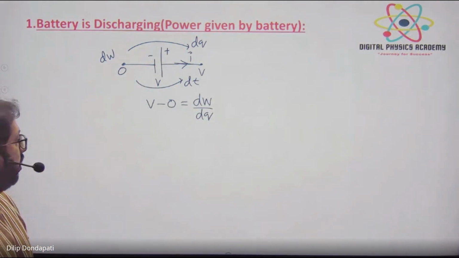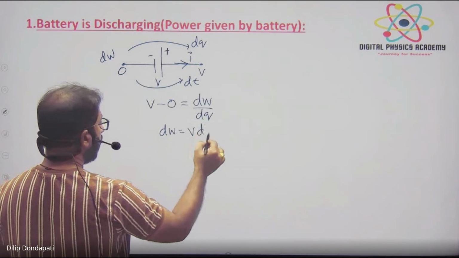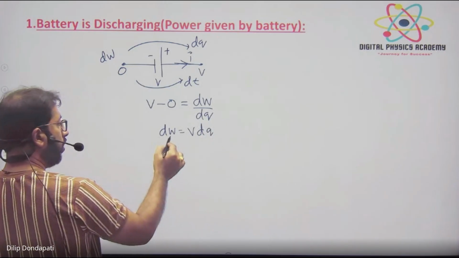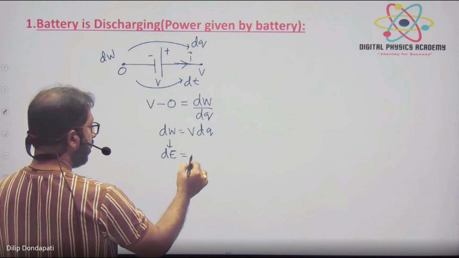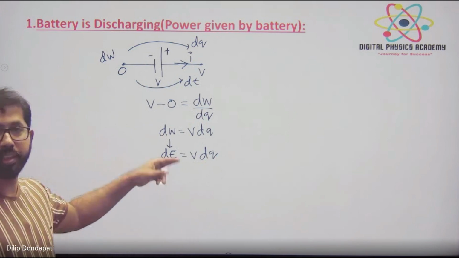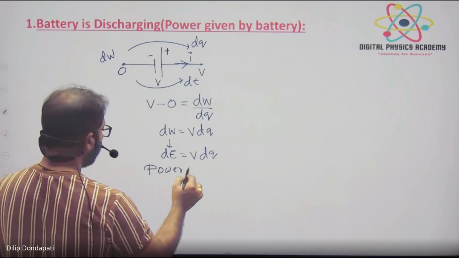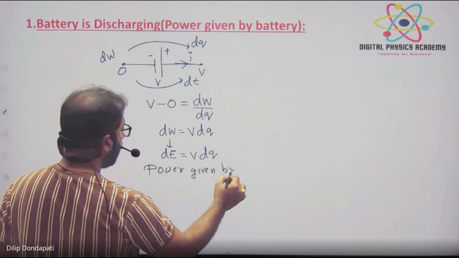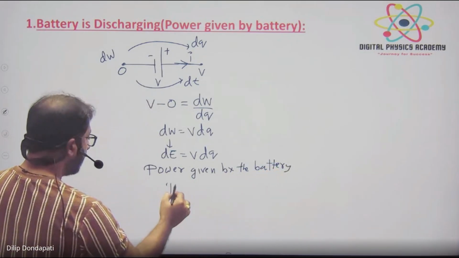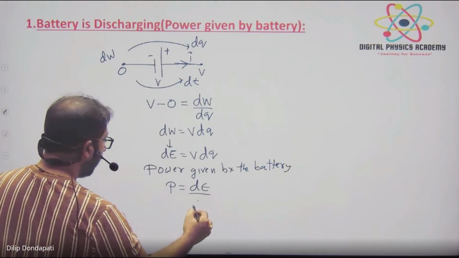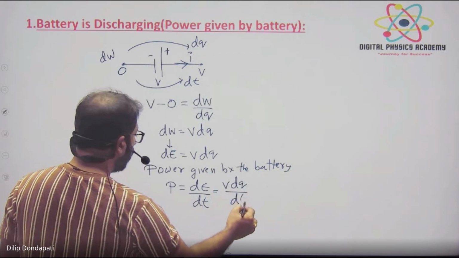Remember? Okay. So from this, dW is equal to V dq. And dW is nothing but dE, because I want energy, right? V dq. Energy and work are the same here. Now power given by the battery is energy by time, dE by dt. Energy is V dq by dt. What is dq by dt?